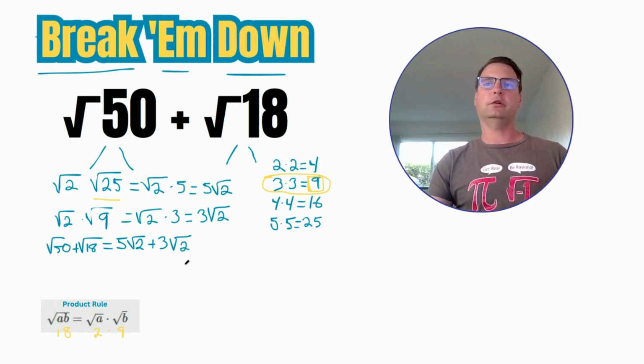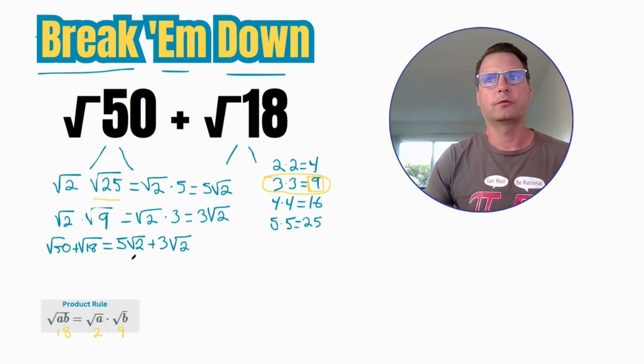So can we take this any further? What do you think? Do we have like terms here? Like terms is just what it sounds like, things that look alike, right? So we have some number of square root of 2's plus another number of square root of 2's. Like if we have 5 boxes and 3 boxes, we have 8 boxes total, right? So then if we have 5 square root of 2's and 3 square root of 2's, we have a total of 8 square root of 2. And there you have it. We broke down and simplified square root of 50 plus square root of 18.